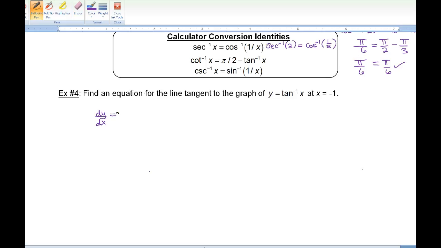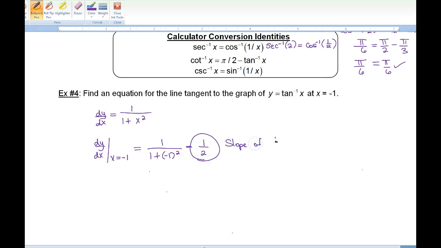Okay, tangent. What's the derivative for tangent inverse? 1 over 1 plus x squared, and this one we don't have to worry about the chain rule because it's just x. If you were to apply the chain rule, it'd just be times 1. So now we want to evaluate it at x equals -1. So we get 1/2. What is this 1/2? This is the slope of the tangent.